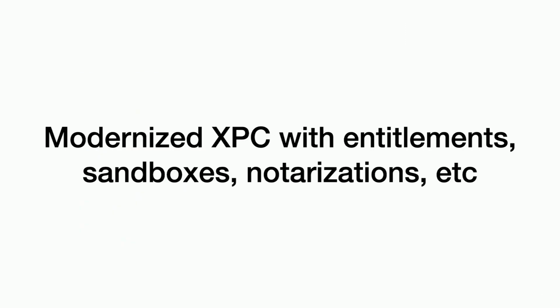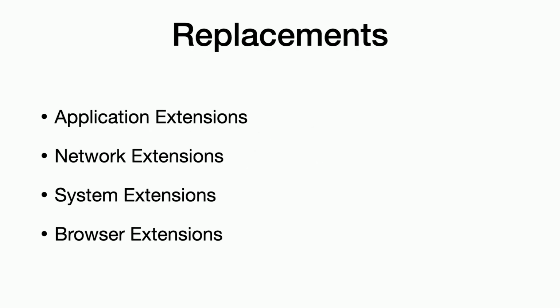please. So XPC modernized means we add entitlements, we add sandboxes, and we add notarizations. Those are the three cornerstones of protecting people's privacy and giving people telemetry into what software is doing on their machines. And what we replace kernel extensions with are purpose-built extensions, app extensions, network extensions, system extensions.